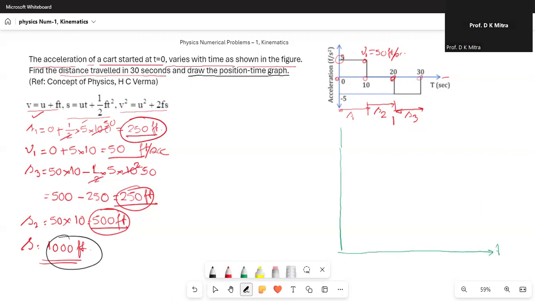Say this is the time axis, and this is the line for 10 seconds, this is the line for 50 seconds, and this is the line for 30 seconds. So this is position S, this is 0, this is 10, this is 30. Now we find the total distance is 1000 feet. So at the 30th second, let us say it has reached here.